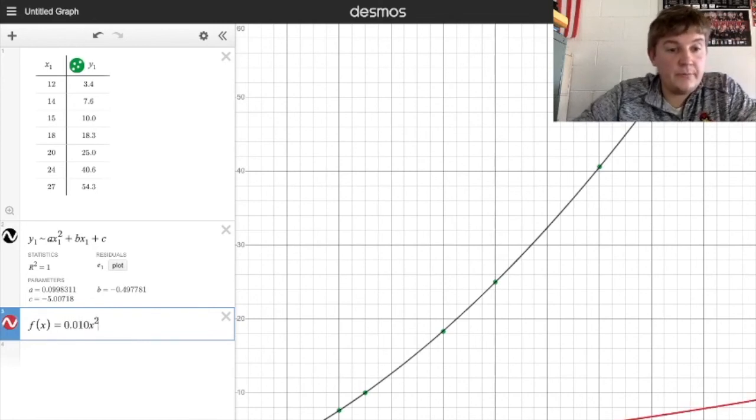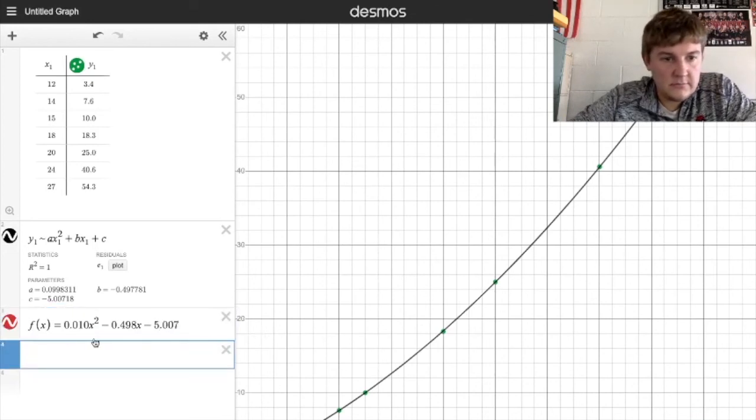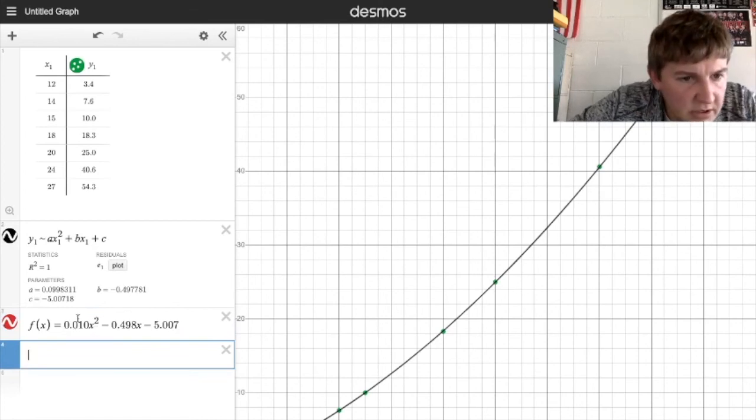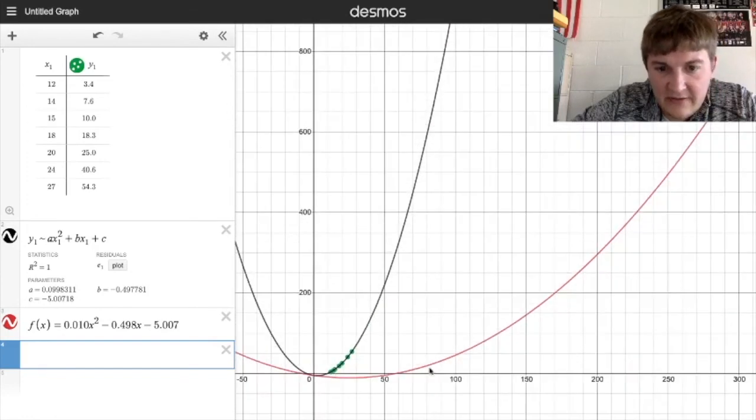0.010x squared minus 0.498. Okay, this 7 would round that other 7 up to an 8. x, and then minus 5.007. I don't see it popping up. Did I type something in wrong? As I zoom out, I can see that's not a very good fit at all.